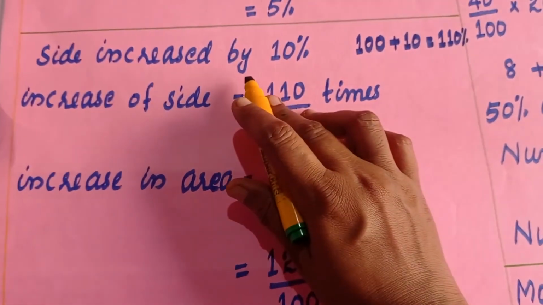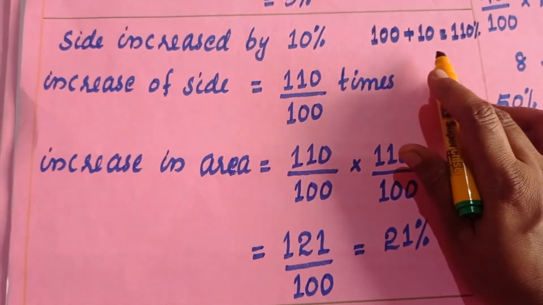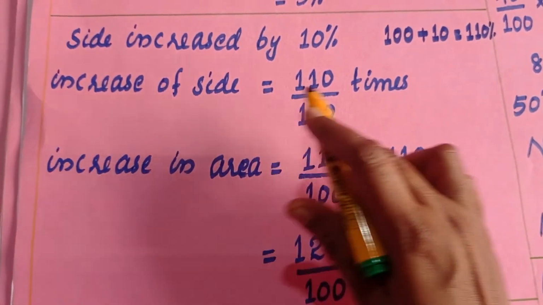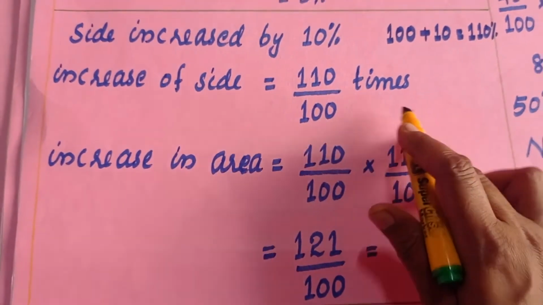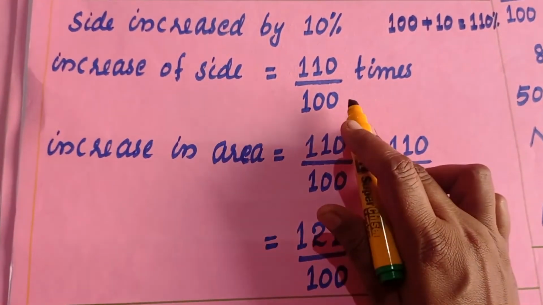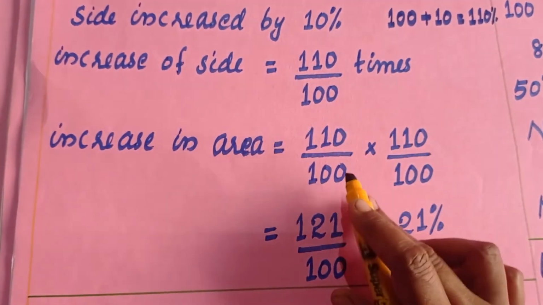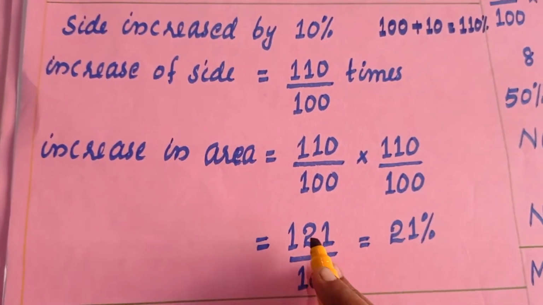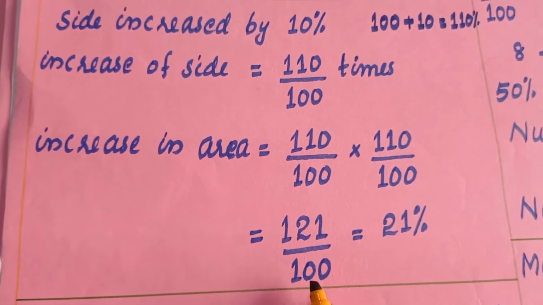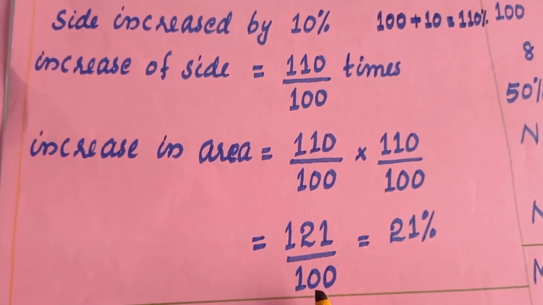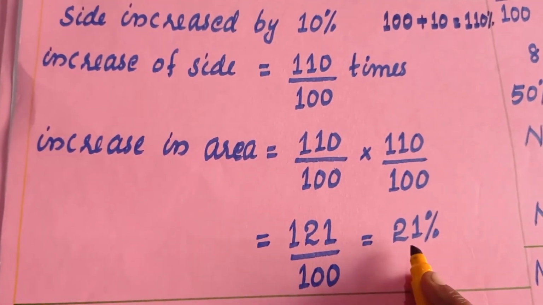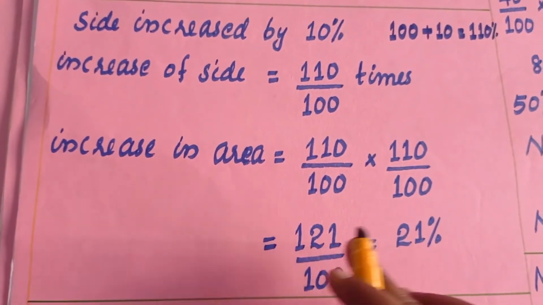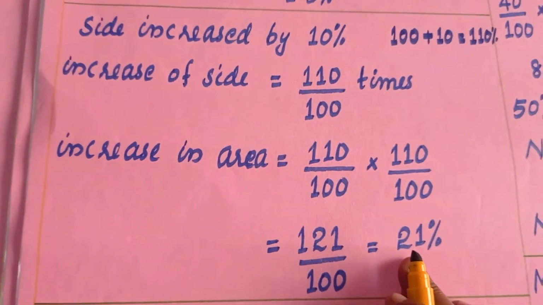Then the side increased by 10%. Increased by 10% means 100 plus 10, 110. Then the increase of side is 110 by 100 times. Then the increase in area is side into side. One side is 110 by 100. Then 110 by 100 into 110 by 100 is 121 by 100, that is 121%. 121% means 21% increased. That is 100 plus 21, that is 121. Then 21% increased.